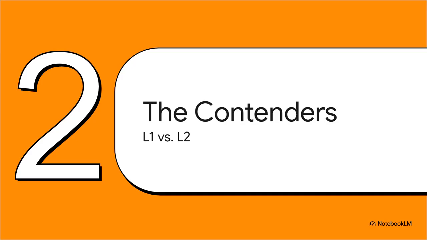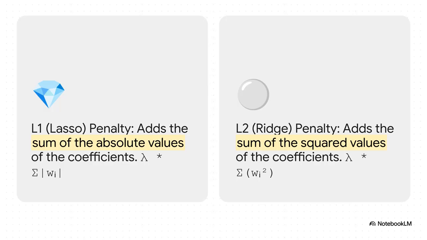Now, this is where it gets really interesting, because it's all about how we apply that penalty. And that brings us to our two main contenders in the ring today. L1, which you might know as Lasso, and L2, also known as Ridge regularization. At first glance, these formulas look almost identical, right? But that one tiny mathematical difference, using the absolute value of the weights versus squaring them, has absolutely massive consequences for how the model learns and what it ends up looking like.